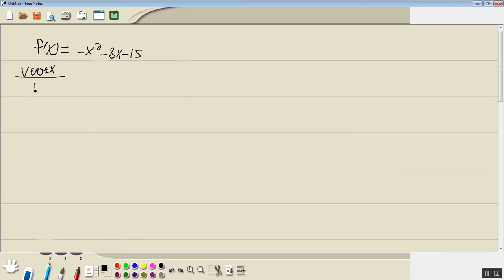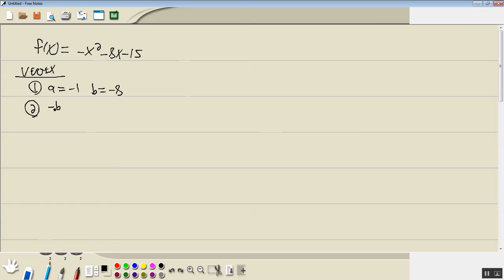Now for our vertex, we've got 3 steps that we have to go through. We have to identify a and b. Now a is whatever number's in front of your x squared, which is negative 1. And b is whatever number's in front of your x, which is negative 8.